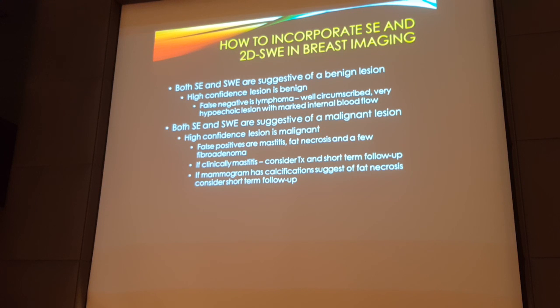If both the shear wave and the strain are suggestive of a malignant lesion, we have high confidence the lesion is malignant. And our false positives are mastitis, and partly because it's the inflammation, we don't see well on B mode, but it increases the stiffness, so it shows up on the elastography. So the other one is fat necrosis, that again, some inflammation around that makes the lesion very stiff. And we've had a few fibroadenomas, usually in younger women that are hormonally stimulated, they may be a little bit stiffer.